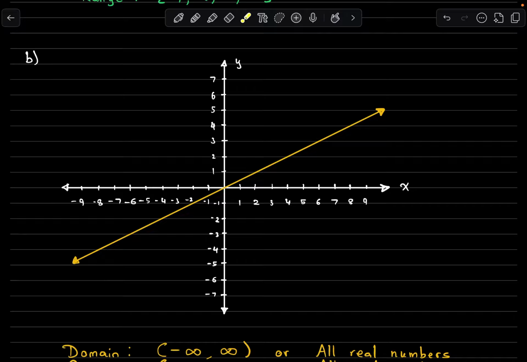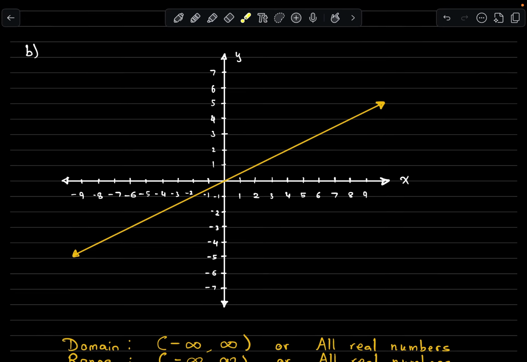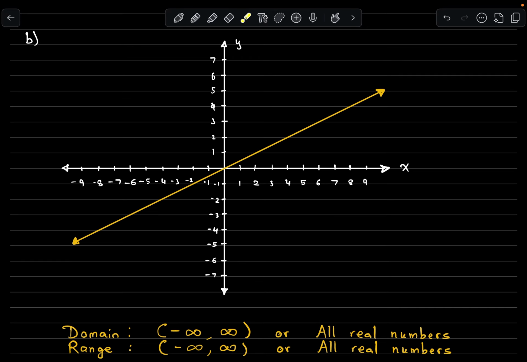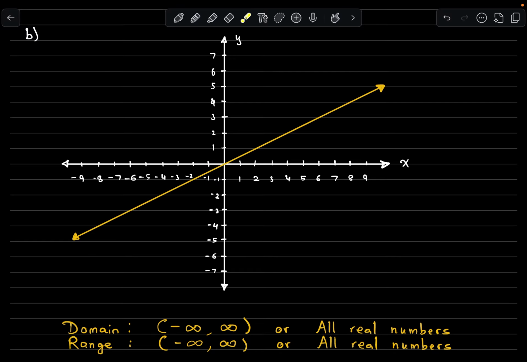And the same thing's true for our y. This graph is going down. It's just going to keep lowering all the way down to negative infinity in this direction, and it's just going to keep going up and to the right into that direction, which is positive infinity. So it's the same thing. So both the domain and range are going to be all real numbers. They're going to run from negative infinity to positive infinity.